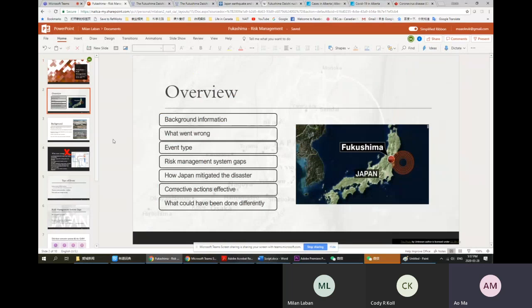So in this presentation, we will introduce the background information, what went wrong in the incident, the type of the incident, the risk management system gaps during this incident, how Japan mitigated the disaster, and what corrective actions they took. And finally, we will analyze what could have been done better for this incident.